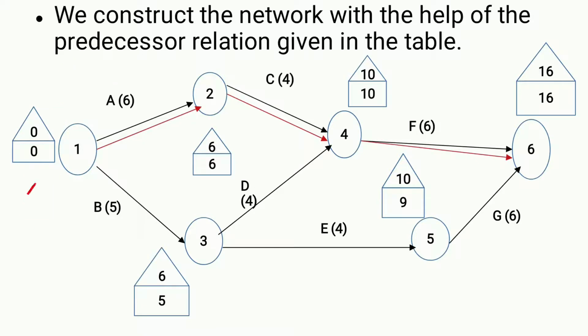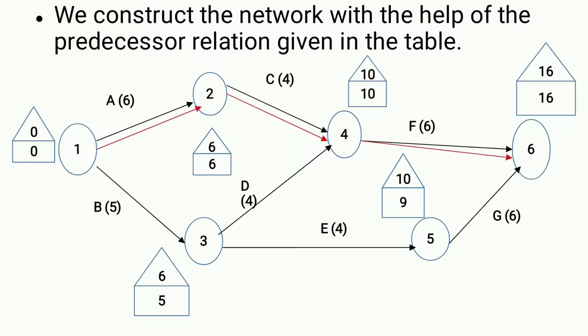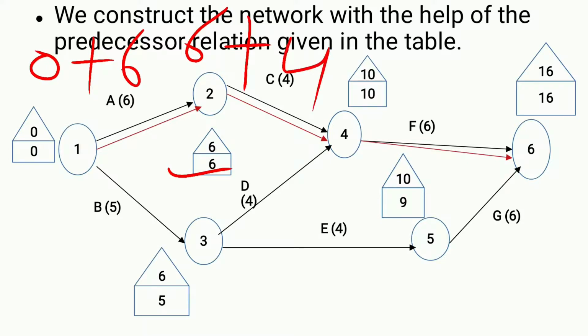How to calculate earliest time and latest time: the initial earliest time will always be 0. So how we will calculate here, see, from 1 to 2. Here near 1 the earliest time is 0 and the duration is 6. So 0 plus 6, 6. In the same way from 2 to 4. Here the earliest time is 6 and the duration is 4. So 6 plus 4 is 10.